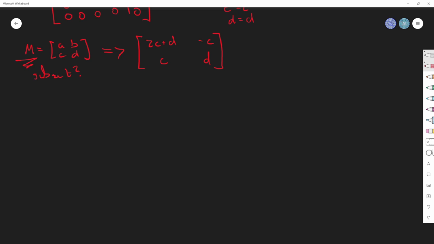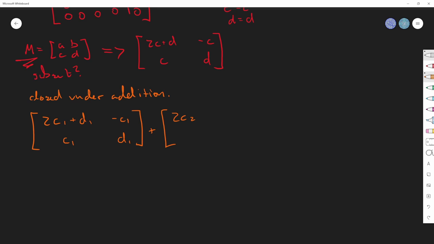We're going to check if it's closed. I'm actually going to do this in color. Closed under addition. So we're going to let two matrices, we're going to have 2c1 plus d1, and then we'll have c1, negative c1, and then d1. We're going to add this to 2c2 plus d2, c2, negative c2, d2.